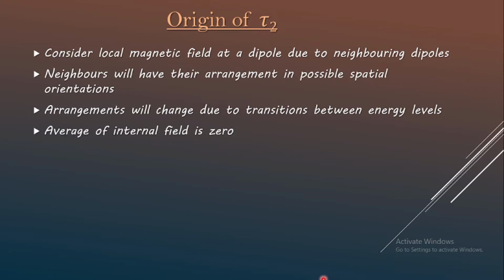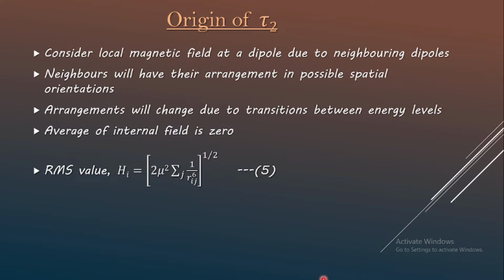And we know that the average of the internal field is going to be 0. So how to find out the fluctuating internal field is the question. Whenever the average internal field is 0, we can calculate the RMS value of HI, that is, the root mean square value of HI, which will be equal to the square root of 2 mu squared summation over j of 1 by Rij raised to 6. This is a standard equation where the notations have their usual meaning.